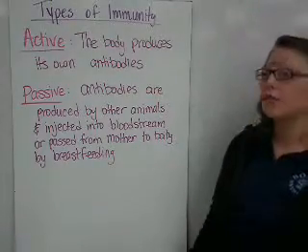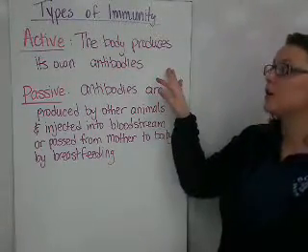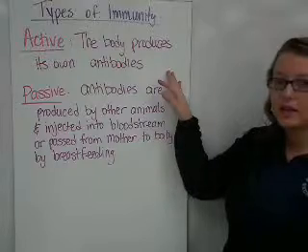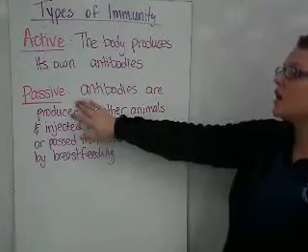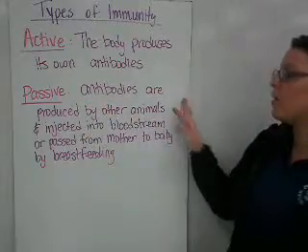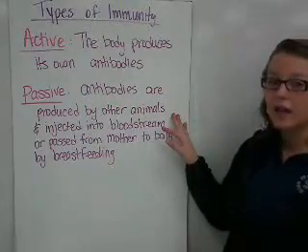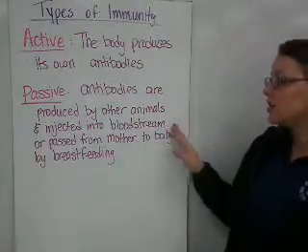There are two types of immunity. Active immunity is when your body produces its own antibodies, which is what's naturally happening all the time in your body. But there's also passive immunity, where the antibodies are produced by other animals and they're injected into the bloodstream.